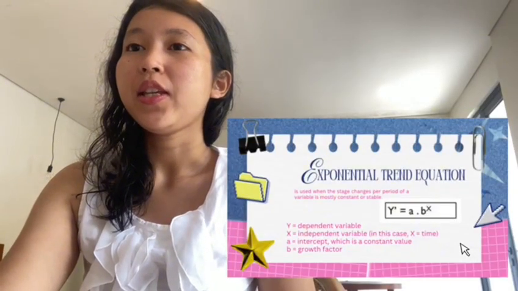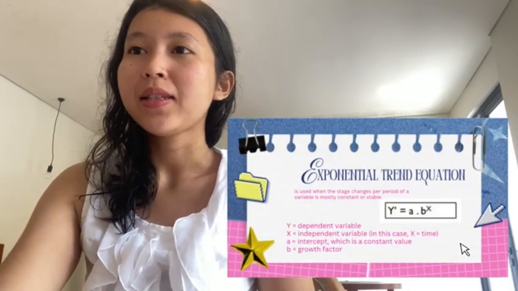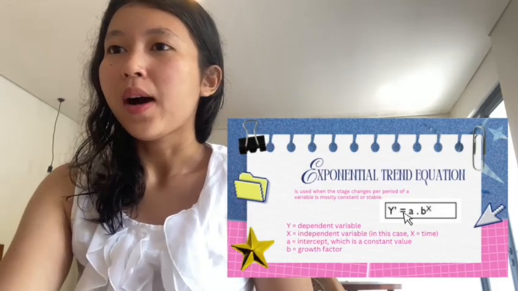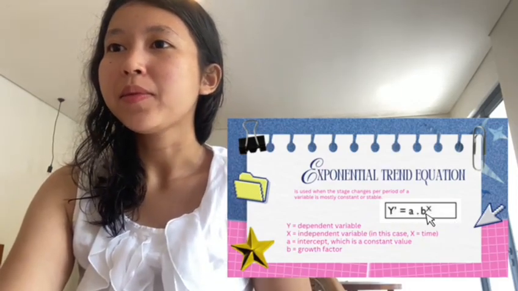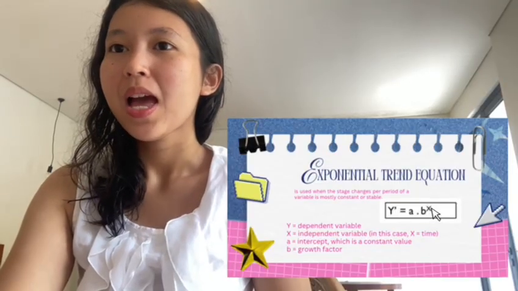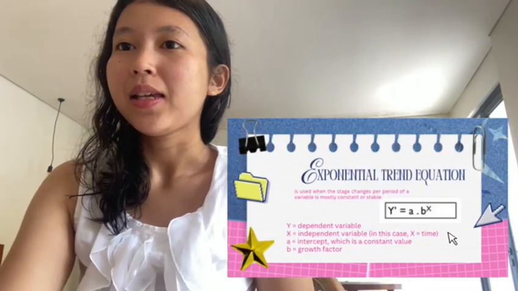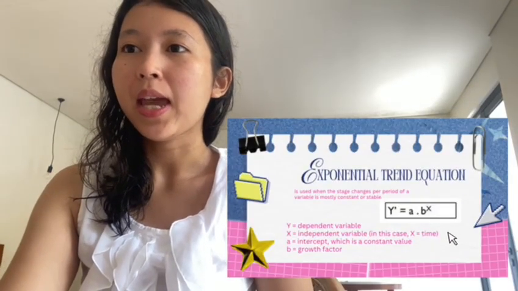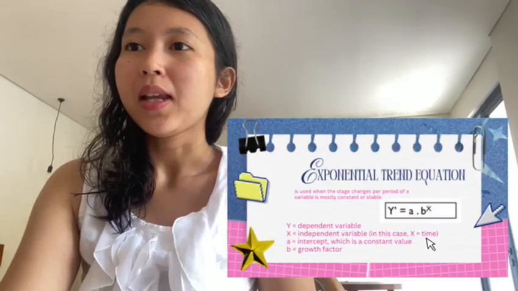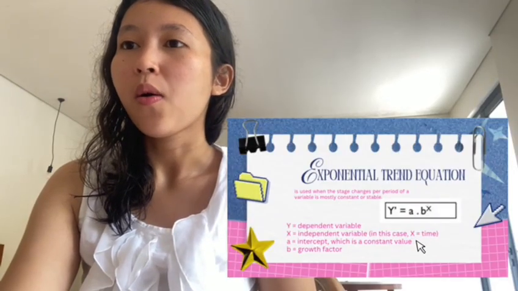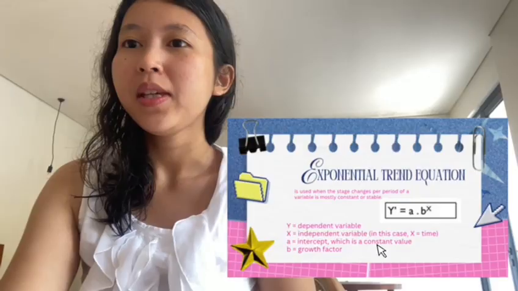So as you can see here, the exponential trend has the equation y equals a times b to the power of x, where y is the dependent variable, x is the independent variable, or in this case x is time, a is an intercept or constant value, and b is the growth factor. Exponential trend is used when the percentage change per period of a variable is mostly constant or stable.